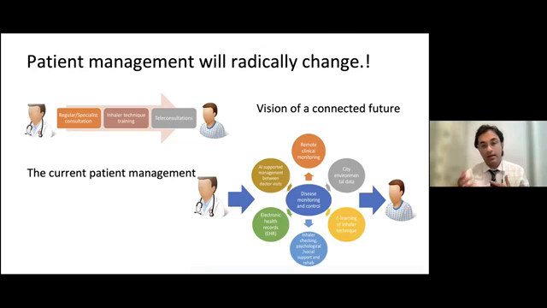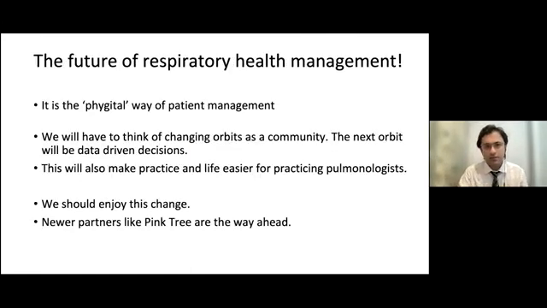You can have AI help in between patients' doctor visits. Your electronic records, if the patient has a record of the past by some other doctor, or your own record from the past, might help. And e-learning of inhaler technique will radically change our treatment profiles. So I would say the future of respiratory health management is not digital alone, it's not physical alone, it's both: the physical visits and the digital medium, whether it be teleconsultations or video explanatories which we send out to patients. And we'll have to think of changing the orbits as a community. The next orbit is going to be data driven.